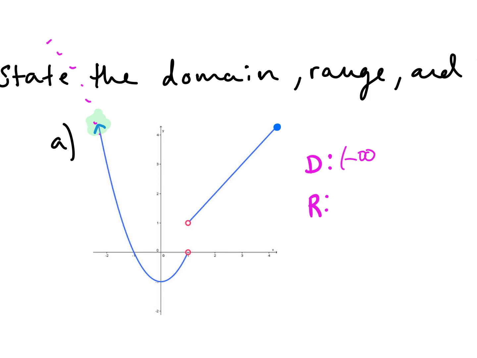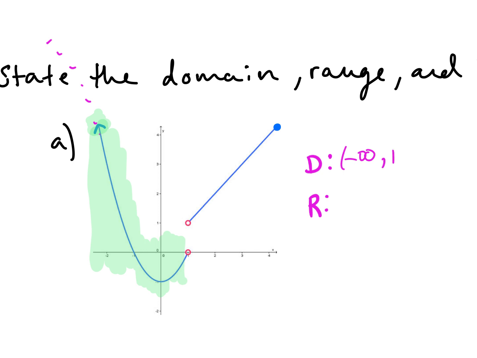As I look from the left-hand side to the right-hand side, I see that all of the x values are being used on this blue graph, correct? Up until what point? 1. What happens at 1, guys? There's an open dot, which means that is not included. Both of the dots at 1 are open. So your domain for this first part of the graph, we're not writing two different domains. This is one graph. We're going to encompass the whole thing. It is negative infinity to 1.